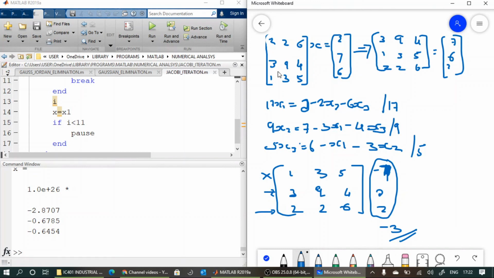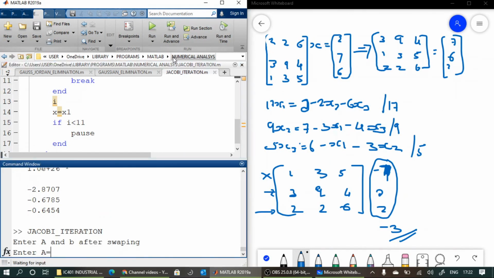What about substituting this matrix directly? That also we have to try. A is 2, 2, 6, 3, 9, 4, 1, 3, 5. What about this? B is 2, 7, 6. That is also diverging. You can see a very large value. That is also diverging. Okay, so this is the fourth question.